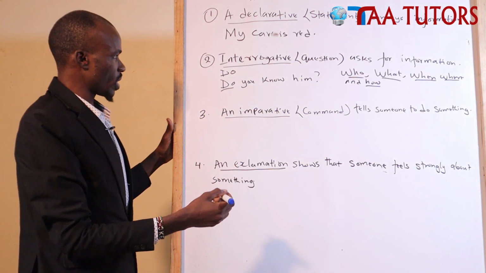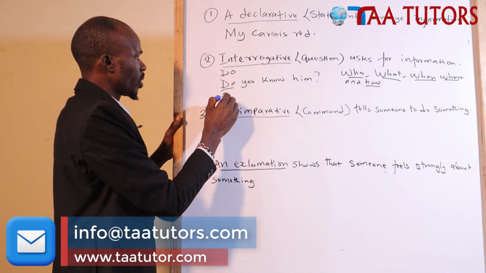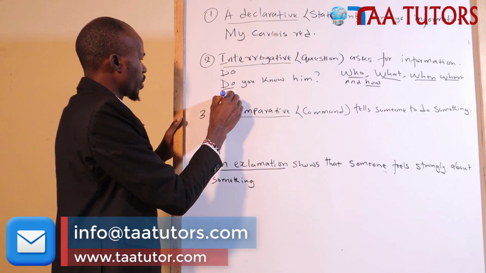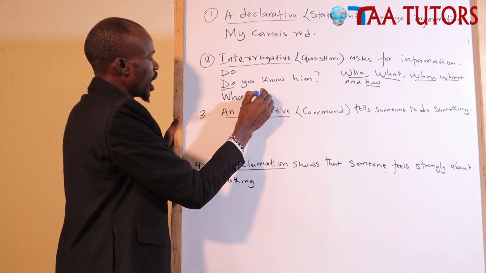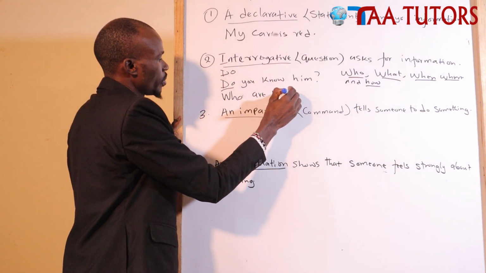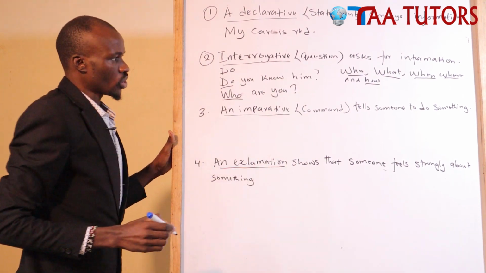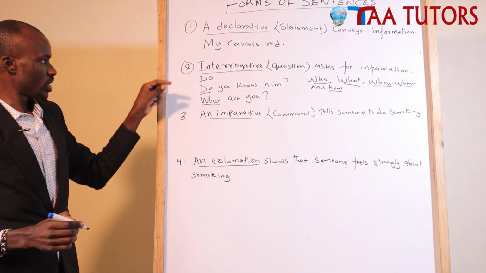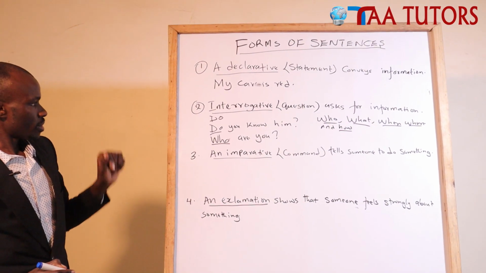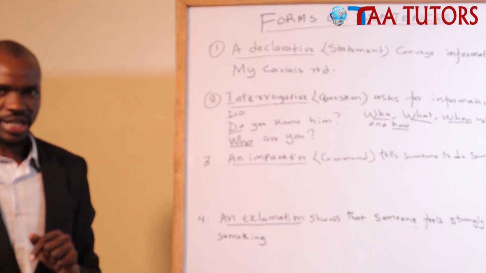So let's use one of them. Let's ask a question using who. You can say, who are you? Who are you? So we have used the question words to form a question sentence. So this is the second form of a sentence, which is called an interrogative sentence.